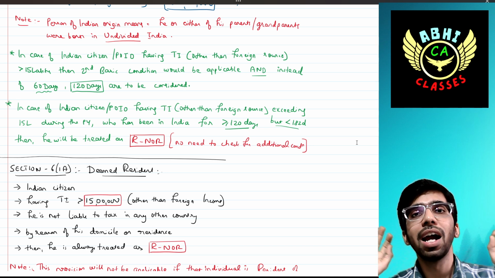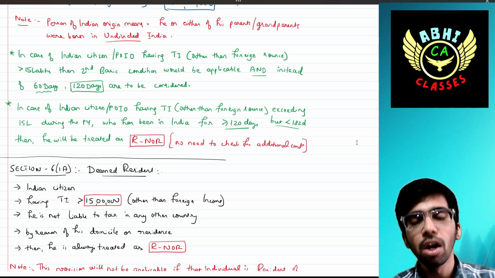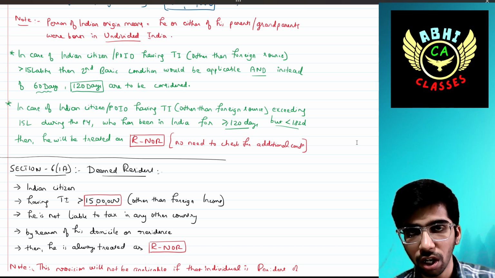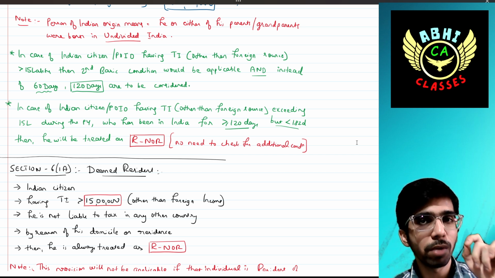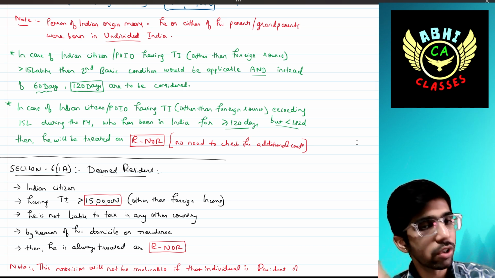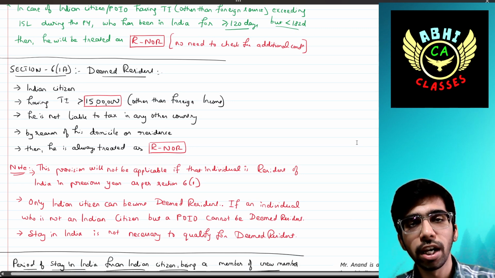There is no need to see or satisfy any of the additional conditions. If he is staying 120 days or more, he should be treated as RNOR, that is, resident and not ordinarily resident. Okay, simple. Next, section 6, subsection 1A, deemed resident.